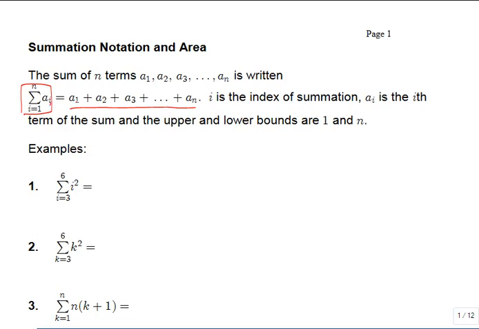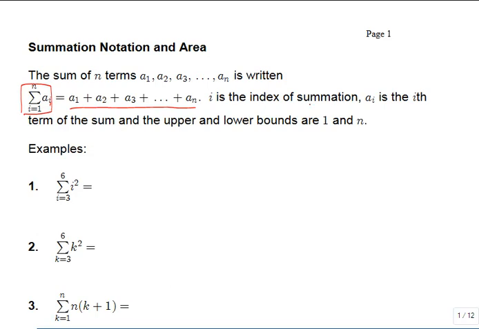So when i is 1, we get a sub 1. When i is 2, we get a sub 2. And when i is n, we get a sub n. And what are we going to do with all of those terms? Well, that's what the sigma means. It means to add. It means to find the sum.